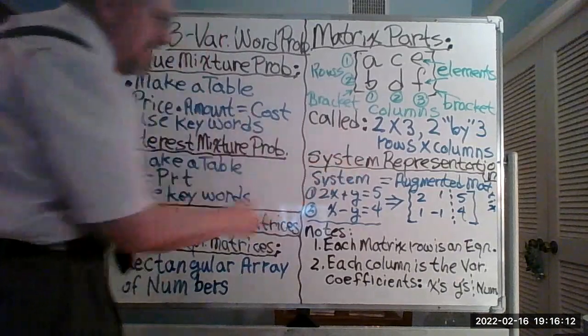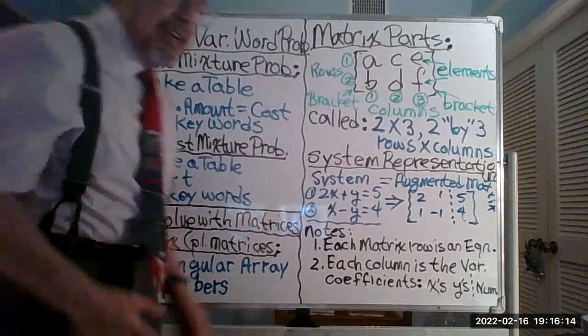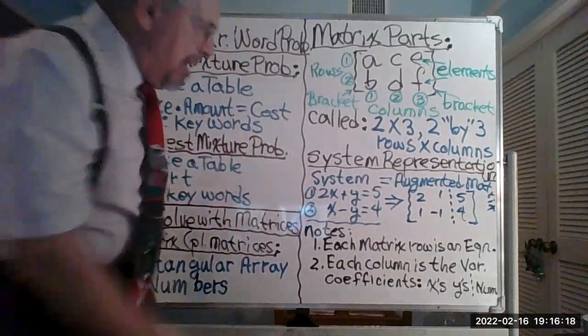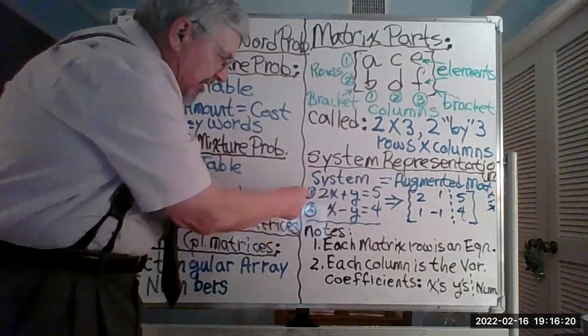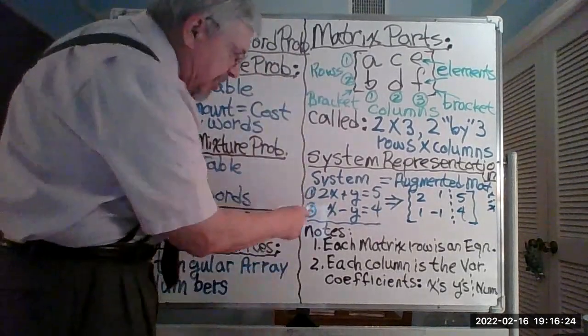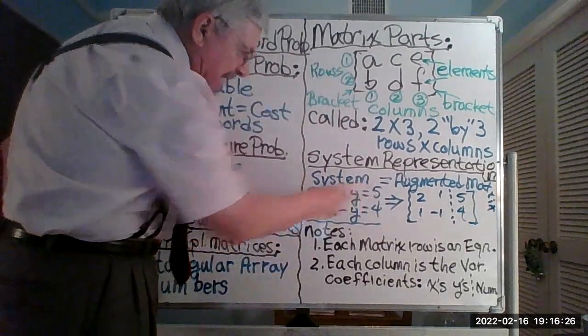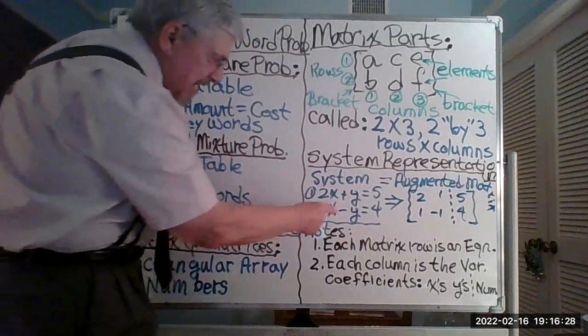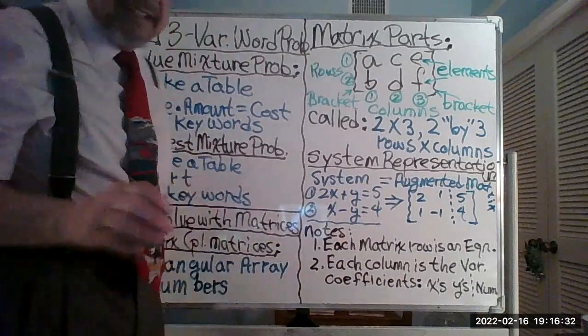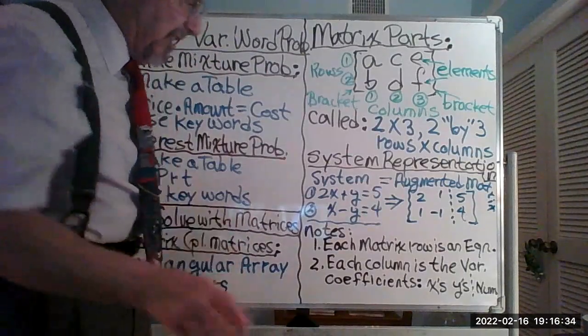System representation. We can use this matrix to represent a system. Over here, I have the system. The first equation is 2x plus 3y equals 5. The second equation is x minus y equals 4, and I have a line under it. That's how I represent my 2 variable system.